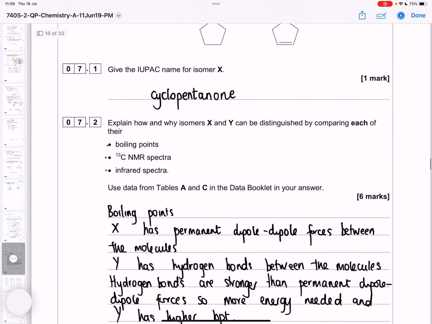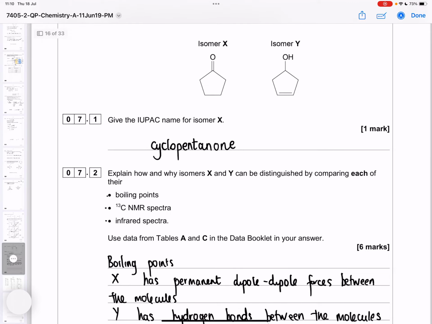Now we need to look at the carbon-13 spectra. So in X we've got 1, 2, 3 types of carbon. And in Y we've got 1, 2, 3 as well. This type of carbon is a C double bond O, and these are the Cs that are next to a C double bond O, and these are just CCs. This is a COH, this is a C that's next to a COH if that's available, and this is a C double bond C type.